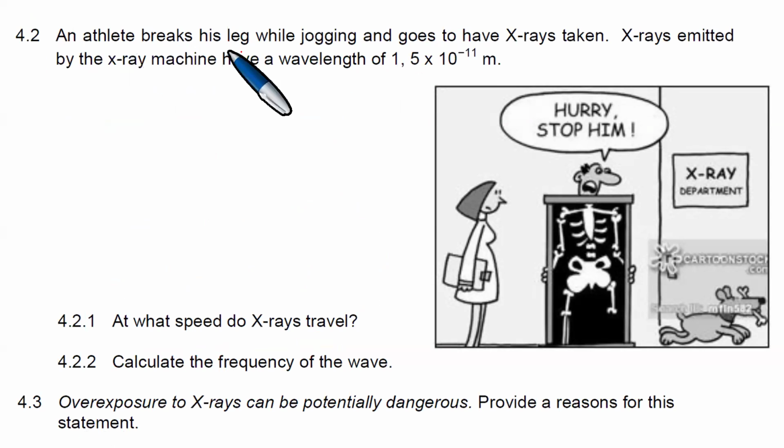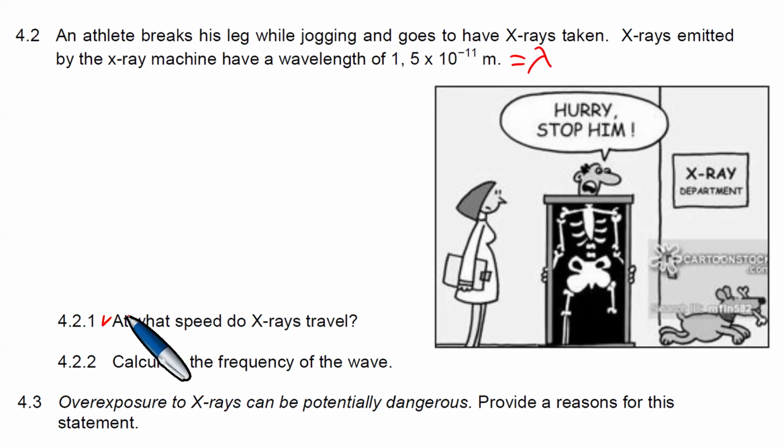An athlete breaks his leg while jogging and goes to have X-rays taken. The X-rays emitted by the X-ray machine have a wavelength of 1,5 times 10 to the minus 11 meters, which is lambda. At what speed do X-rays travel?